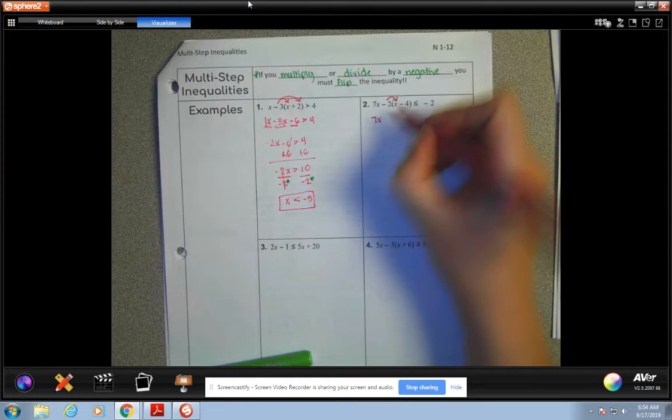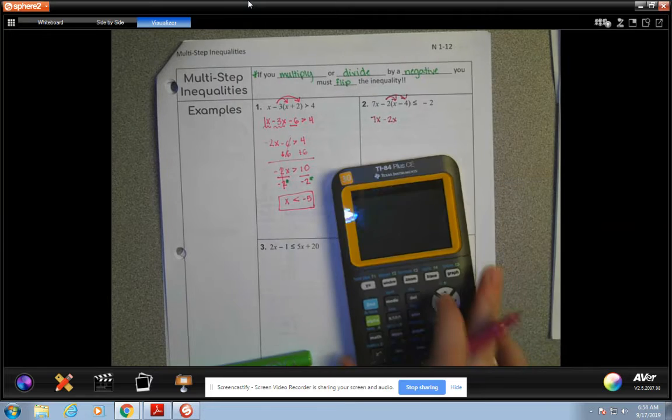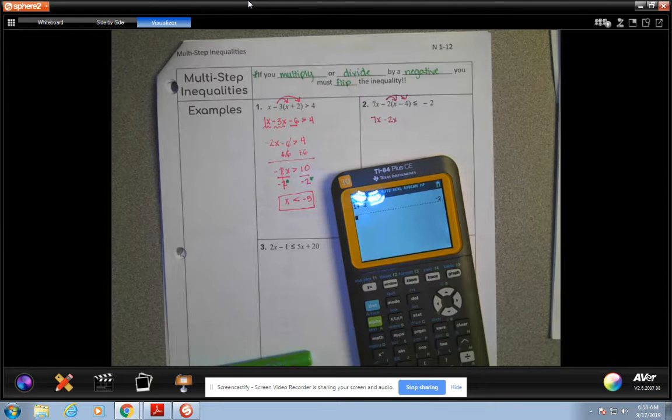So -2 times x is -2x, -2 times -4, a negative times a negative. Now, if you can't remember those, go ahead and put it in your calculator.